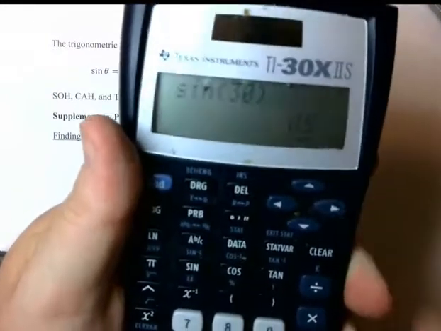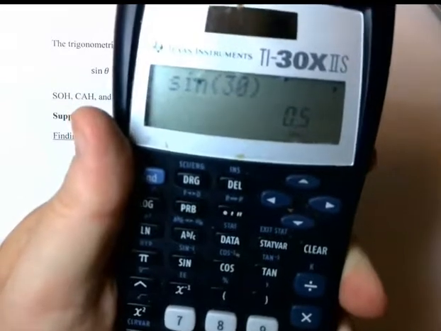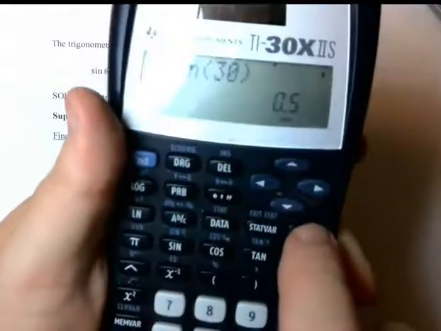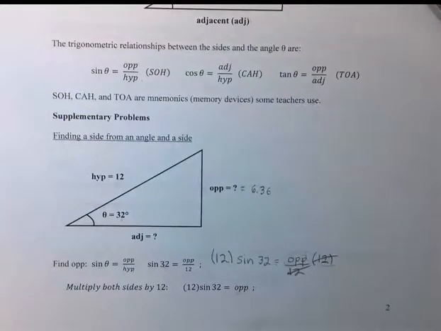And there it is, 0.5. If it comes out to be something other than that, then you don't have it set in degrees. So that's one way to test if you're not sure. We're going to go ahead and find the adjacent side now.